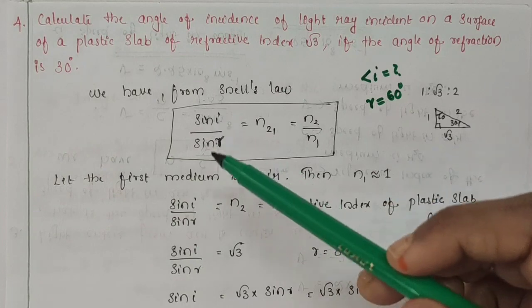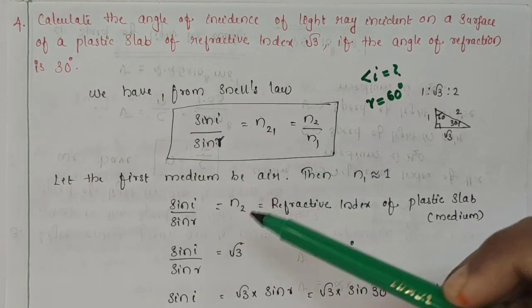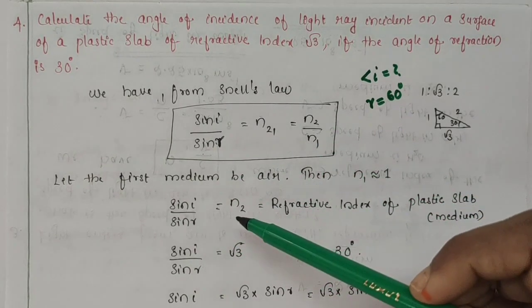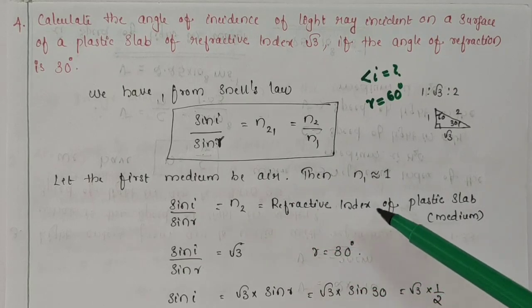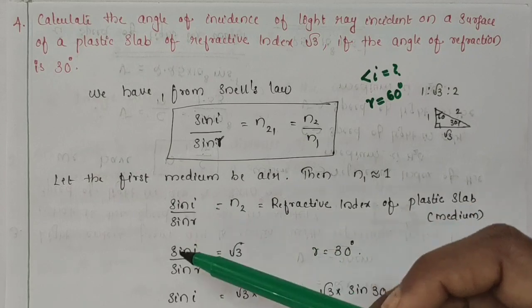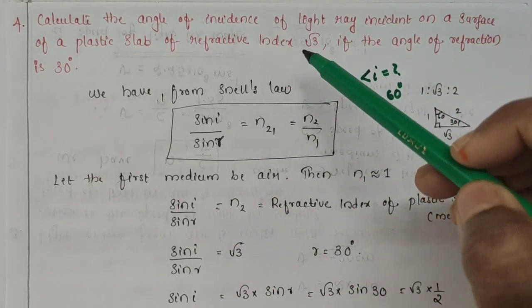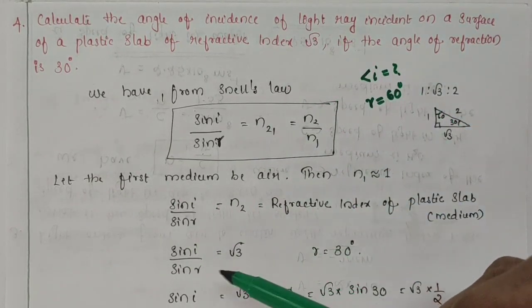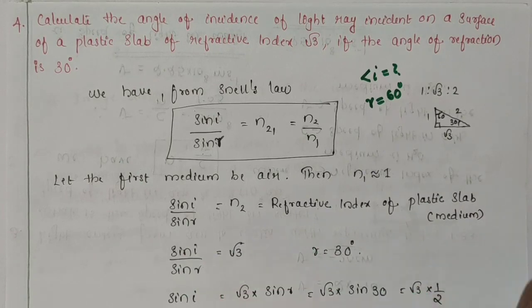So this ratio sin I by sin R becomes n2, because n2 by 1 is n2, where n2 is the refractive index of that medium, that is the plastic slab here. So sin I by sin R equal to the refractive index of the plastic slab, which is given as root 3. So sin I by sin R equal to root 3. Then sin I equals what? Root 3 into sin R.